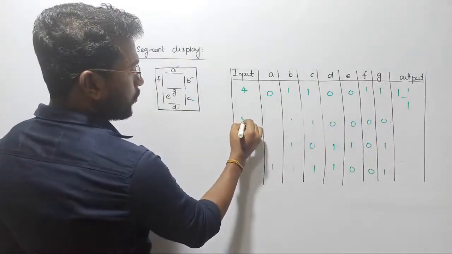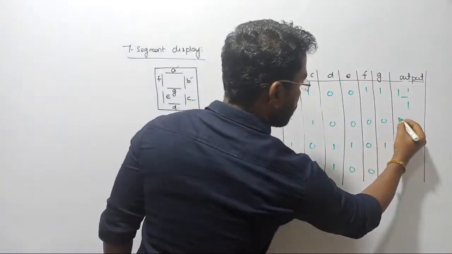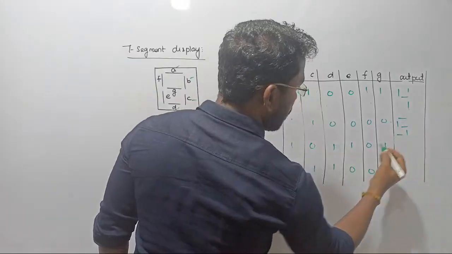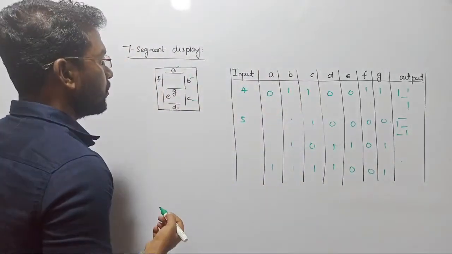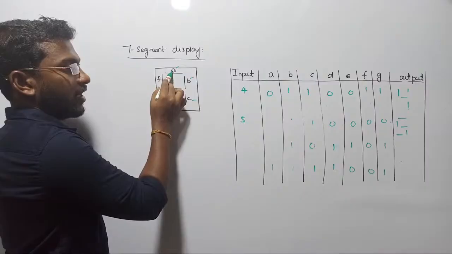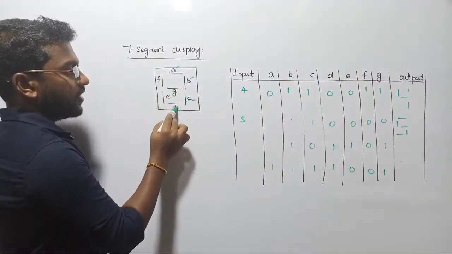Let us discuss the 5th one. What does 5 look like? This is going to be 5. So for 5, we activate the segments A, F, G, C, D.